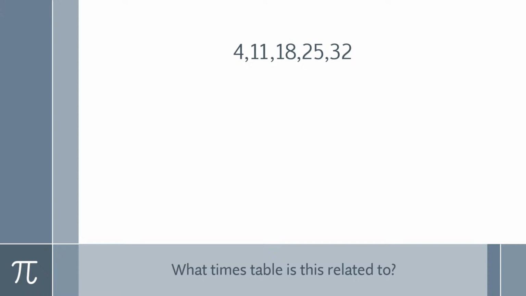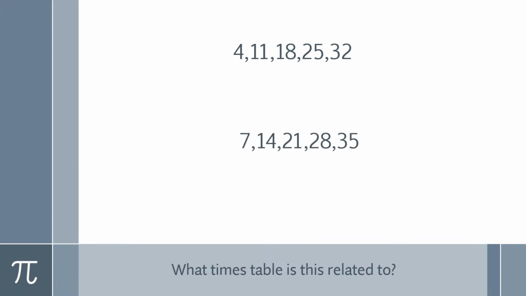Here is a sequence: 4, 11, 18, 25, 32. Now, it is basically a times table that's disguised. If we look at the gaps between all these numbers, the gap between 4 and 11 is 7. The gap between 11 and 18 is 7. The gap between 18 and 25 is 7. The gap between 25 and 32 is 7. Therefore, that must be very similar. It must be like a cousin of the 7 times table.